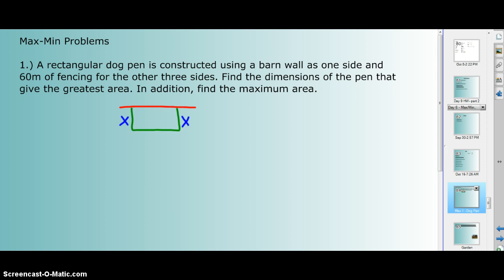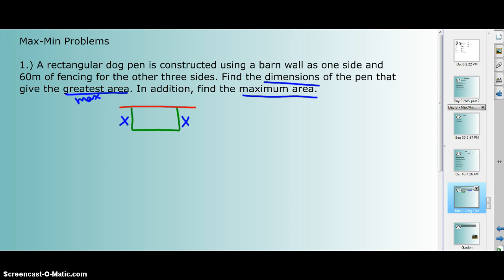I have 60 meters of fencing, and I want to make the greatest area, or max area. We're also, in addition, going to find the max area. So you're going to be finding the dimensions and the maximum area. Be careful with these questions. There's multiple questions in them.